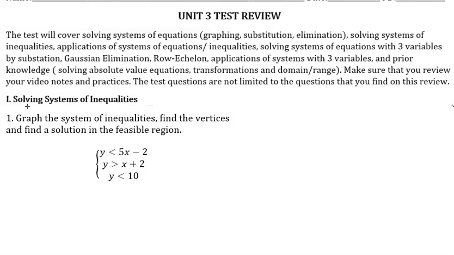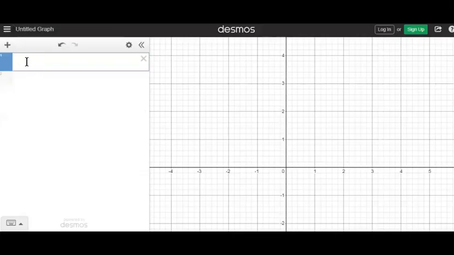Part 1. Solving systems of inequalities. Number 1. Graph the system of inequalities. Find the vertices and find a solution in the feasible region. We have y is less than 5x minus 2, y is greater than x plus 2, and y is less than 10. We could go to desmos.com/calculator to graph this system. Once you get there, you'll graph your 3 inequalities.